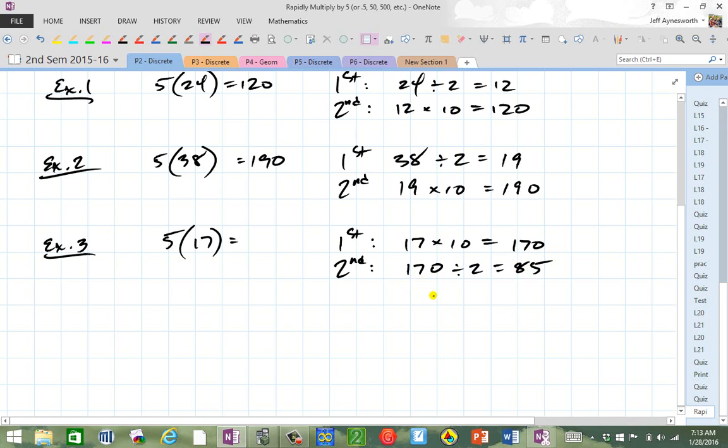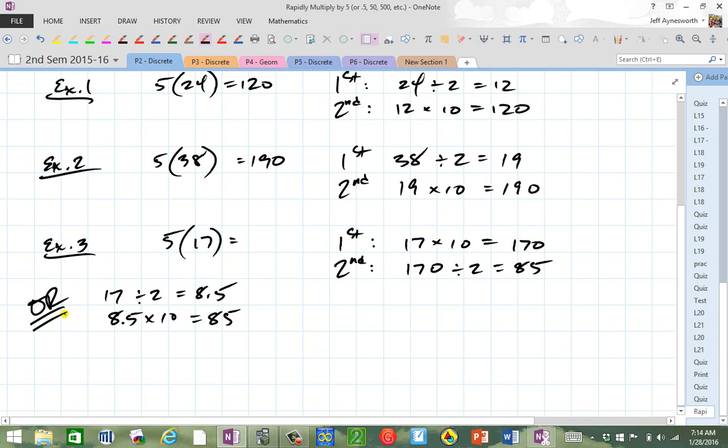Half of 180 is 90, so half of 170 has to be less than 90, and it's 85, believe it or not. You can do it the other way too. You can take half of 17, which is 8.5, and then multiply by 10. So you take 17, divide that by 2, and you get 8.5. Then you take 8.5 times 10, and you get 85. So there's another way to do it as well.